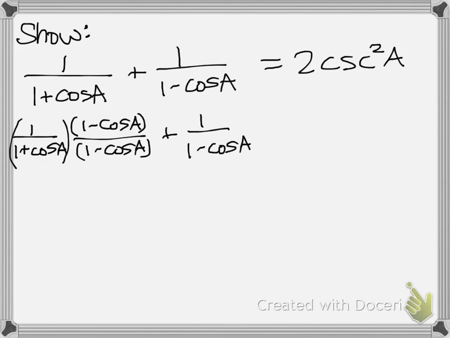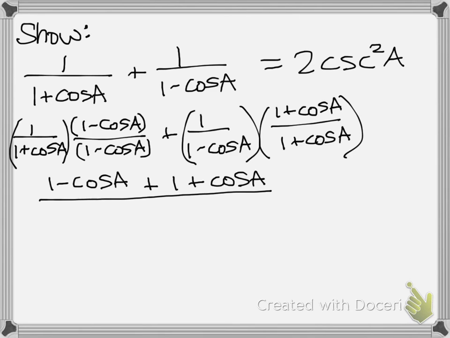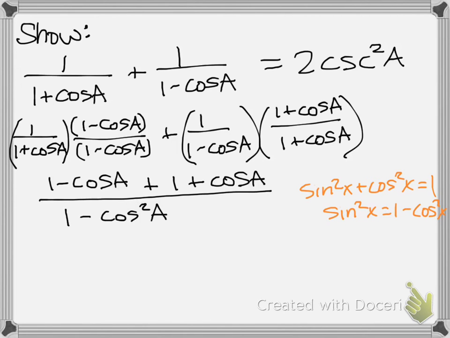And then the second side, we'll just do the same thing, but 1 plus cosine A over 1 plus cosine A. Working this out, we get 1 minus cosine A on the top, plus 1 plus cosine A on the top still, and then we have a common denominator of 1 minus cosine squared A. Now, I know that sine squared x plus cosine squared x equals 1, and I know that 1 minus cosine squared x is the same as sine squared x. So 1 minus cosine squared A is going to be the same as sine squared A.